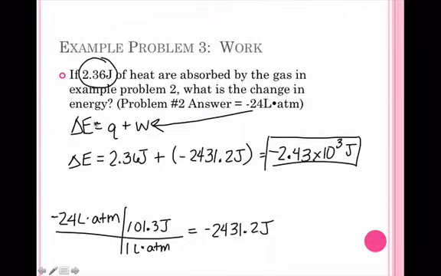So let's recap. We were doing change in energy, so we used this formula. We got the work from the previous problem that we just did. We had to change work's units to match our heat units. That's why we used this little conversion down here that we talked about. The 101.3 joules is the same as 1 liter atmosphere. When we did that, we ended up with joules, so we were able to plug it in. And since both of these are joules, we can just add up our values and get our answer.